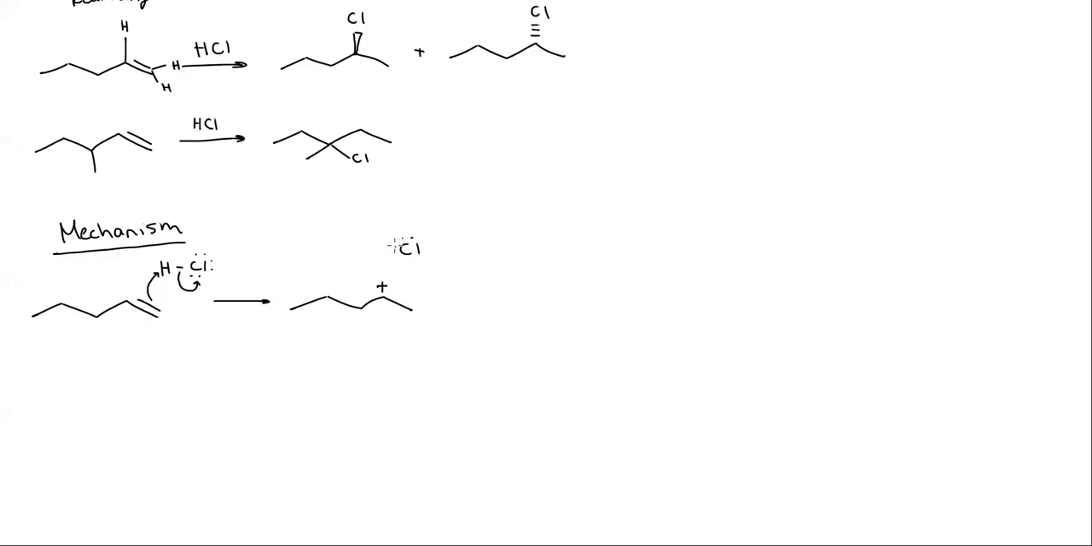Okay, so now I just formed that Cl minus, right? So chlorine just got a minus charge from the first part of this mechanism. So now chlorine is going to come in and attack this positive charge. And then I'm done. So I get both of these enantiomers. And that's it. It's a whole reaction. Okay.